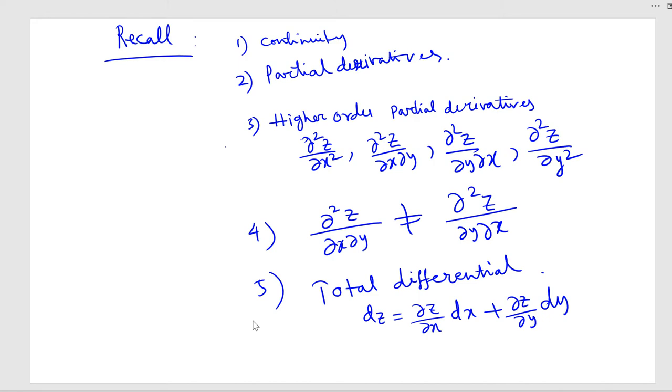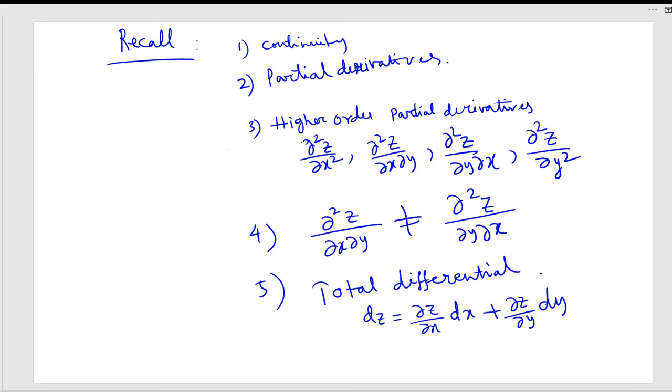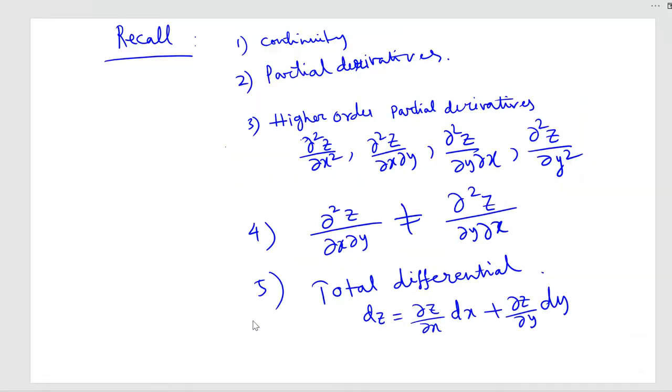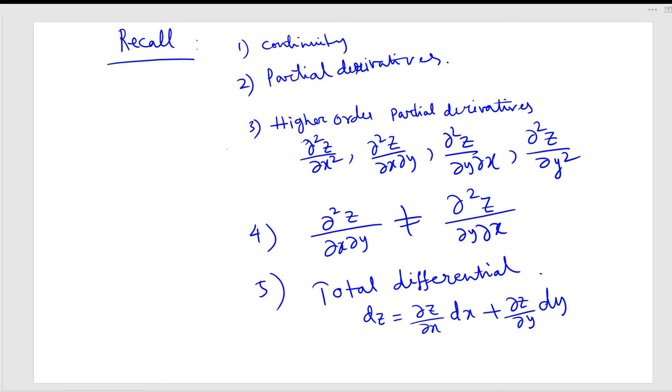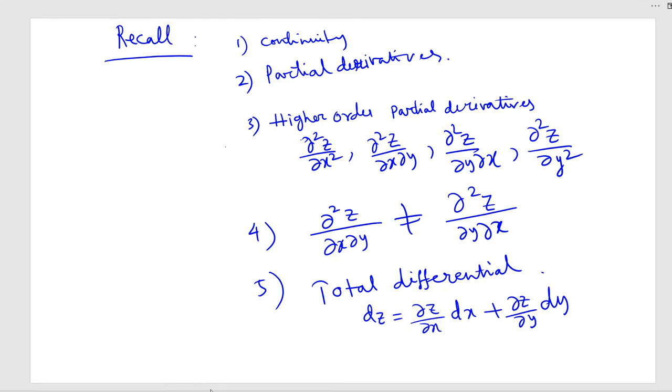So, this is just to recall what we have discussed previously. Previously we have discussed the concepts of continuity, limit, partial derivatives, and then higher order partial derivatives. And we have also seen that the higher order partial derivatives may not be equal. The equality is satisfied if all the derivatives are continuous.